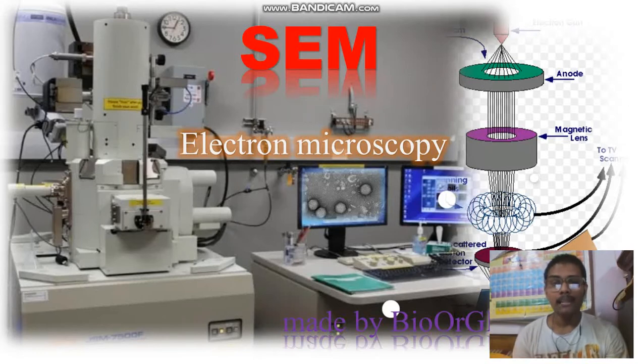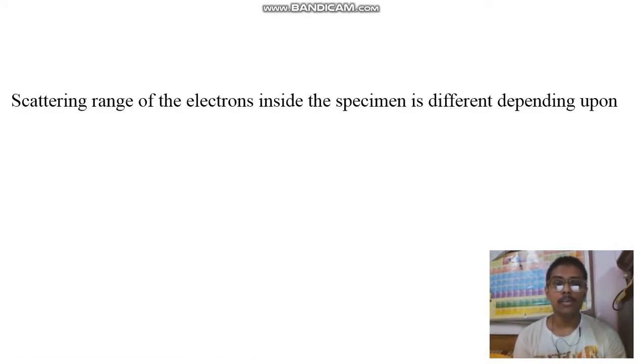And this depends upon too many factors. So the scattering range of electrons inside the specimen is different. That actually makes different contrast, different amounts of dark and bright spots in your image. That's how an image is formed in a single sentence. So this scattering range of electrons inside the specimen, not very inside, just the near surface or the surface of the specimen, is different. That depends upon many factors.